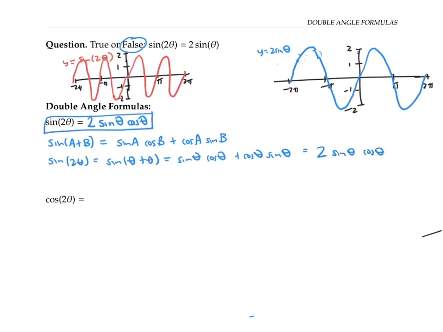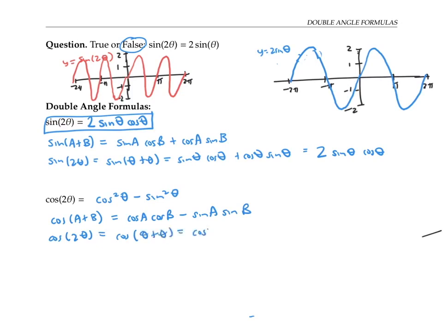There's also a formula for cosine of 2 theta, and that formula is cosine squared theta minus sine squared theta. Again, we can use the angle sum formula to see where this comes from. Cosine of A plus B is equal to cosine of A cosine of B minus sine A sine B. So if we want cosine of 2 theta, that's just cosine of theta plus theta, which is cosine theta cosine theta minus sine theta sine theta by plugging in theta for A and B. This can be rewritten as cosine squared theta minus sine squared theta, which is exactly the above.